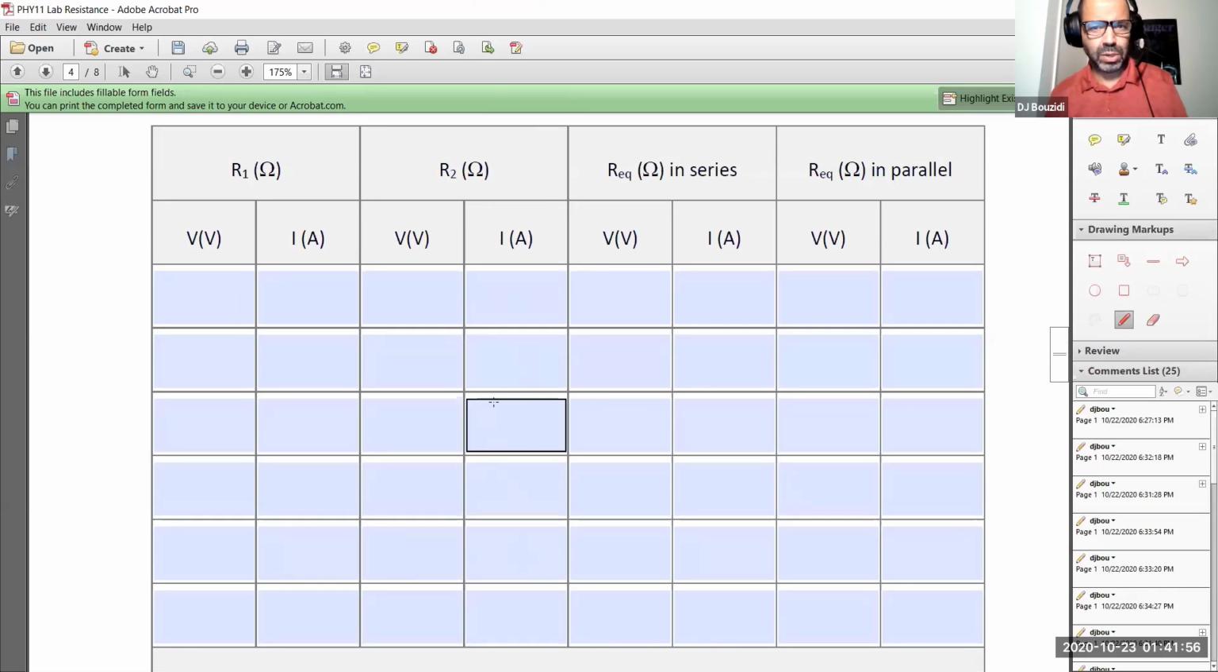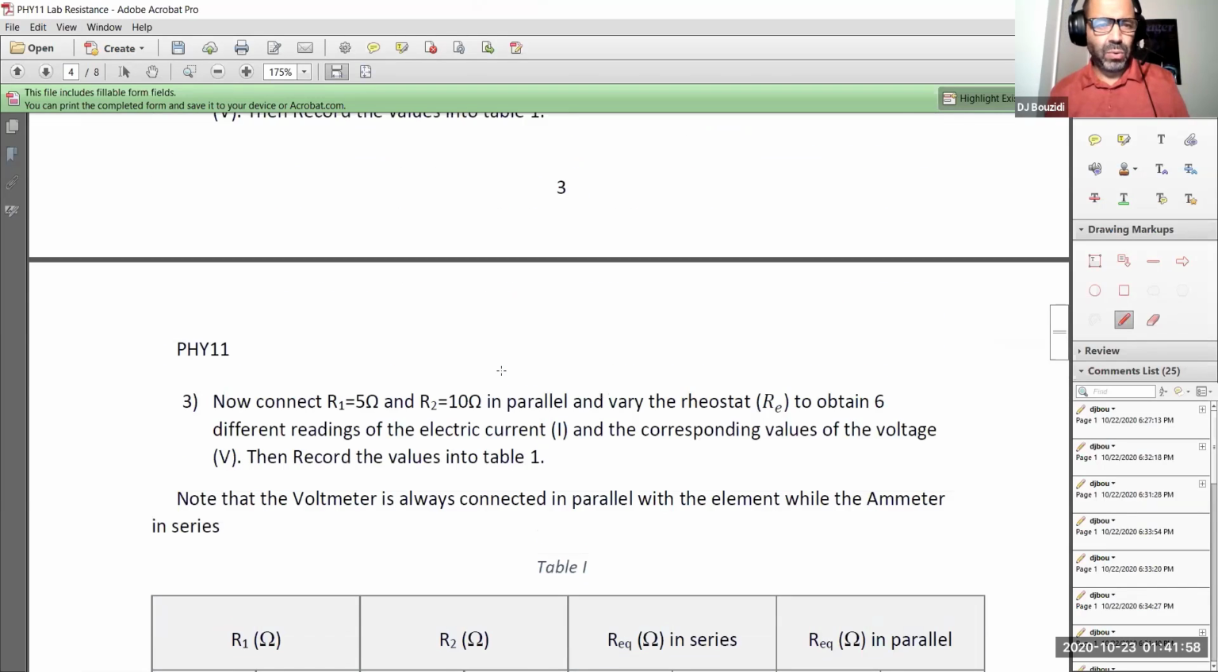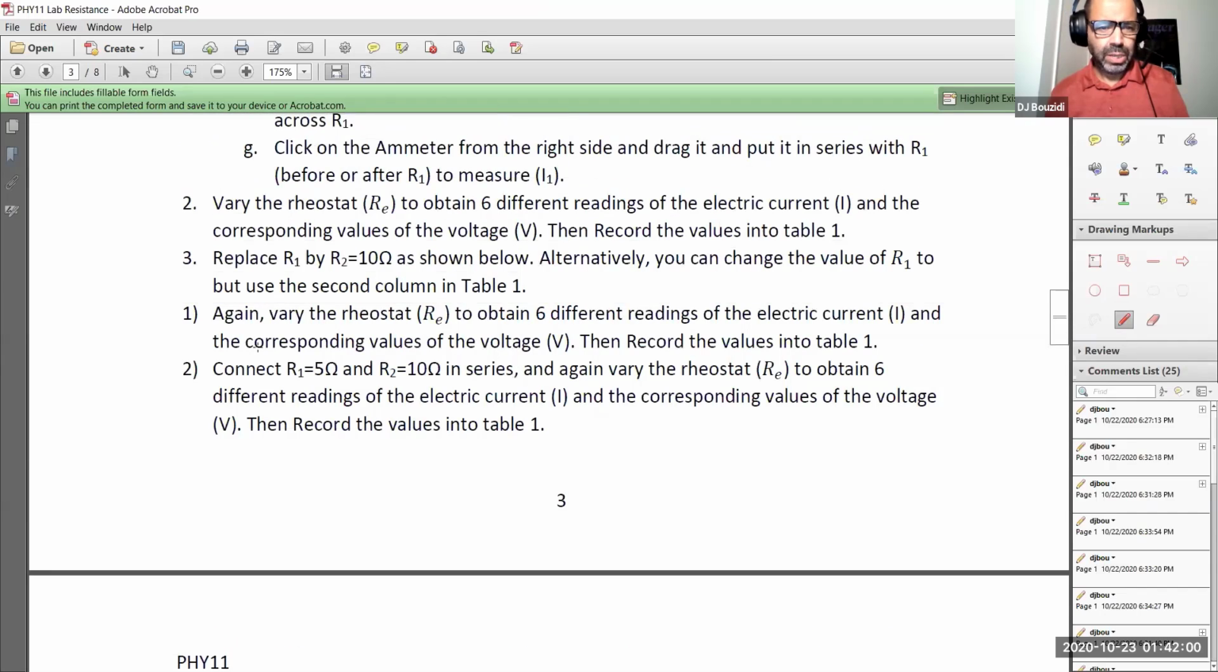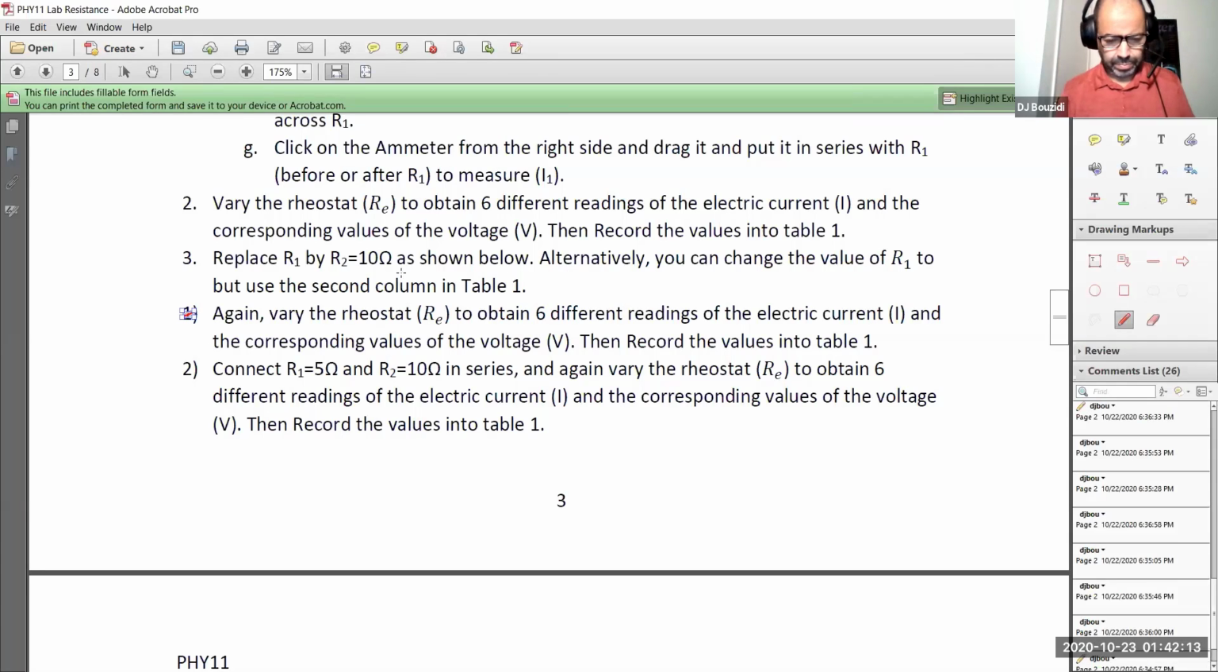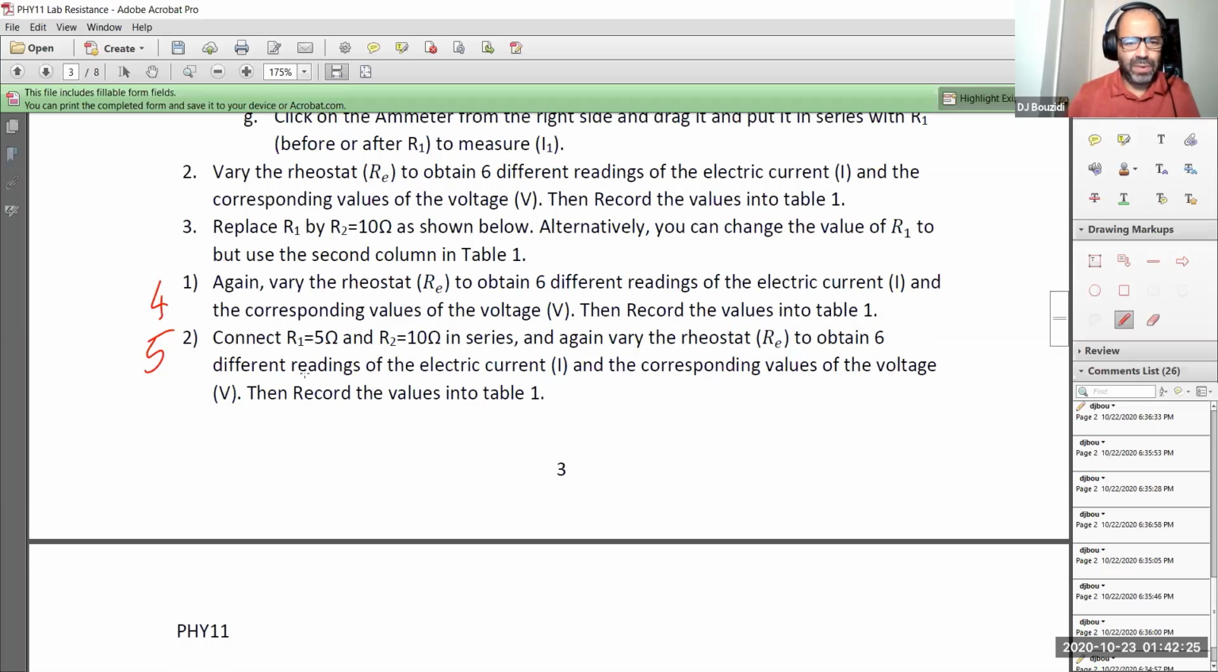So you guys should not worry. Now we are up to this point in here. The numbers are off in here. So this should be, please make this correction, this should be number 4. This should be number 5. Okay. So step number 5 we're there.